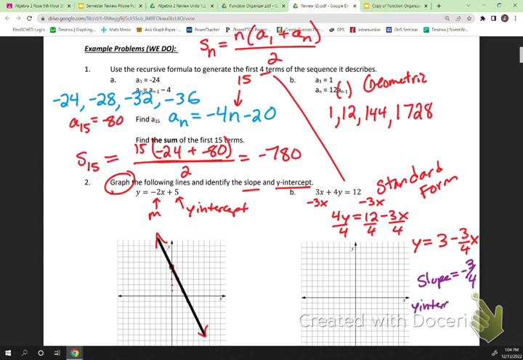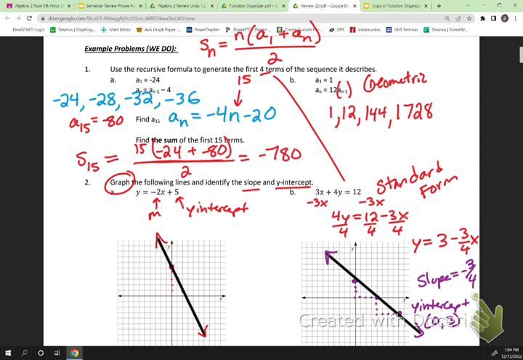My y-intercept is 0, 3. And now we can graph it. So leave your slope as a fraction because it's your rise over your run. So I'm going to start up at 1, 2, 3. And my slope's telling me to move down 3 and right 4. Questions?